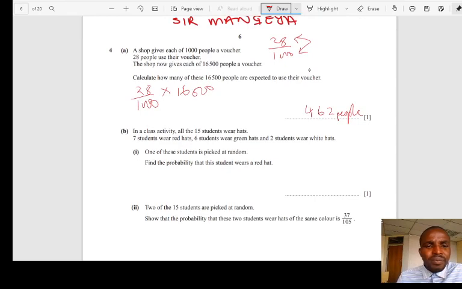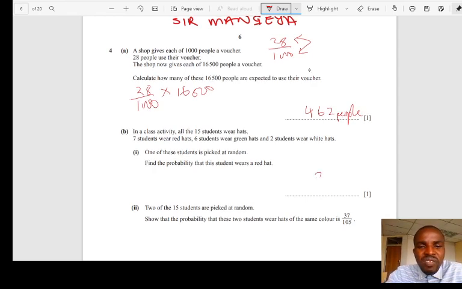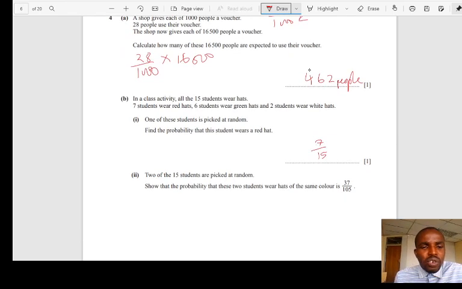Right, next, part B. In a class activity, all the 15 students wear hats. 7 students wear red hats, 6 students wear green hats, and 2 students wear white hats. One of these students is picked at random. Find the probability that this student wears a red hat. This one, you just say the number of students who wear red hats divided by the total number of students altogether. So it will be 7 students over 15. Done.